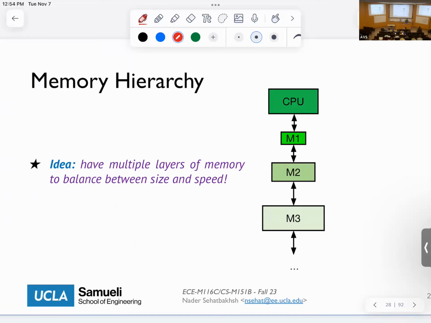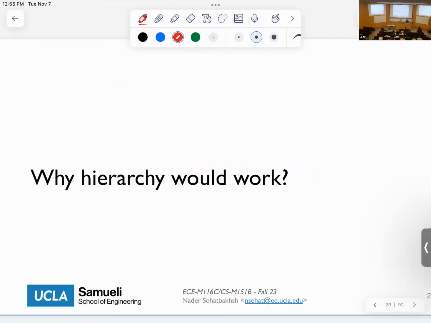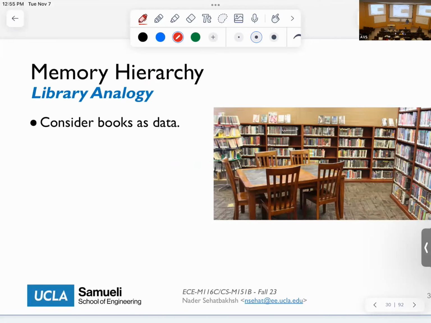So the basic idea of hierarchy is, let's have different tiers of memory. And if I can move the data intelligently, and if I can bring the data closer to where I want, I can have this illusion, this virtualization idea, that I have a very large and very fast memory, okay? So let me give you an analogy that people usually use.